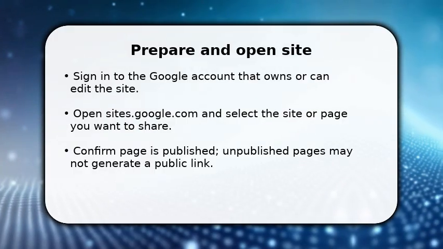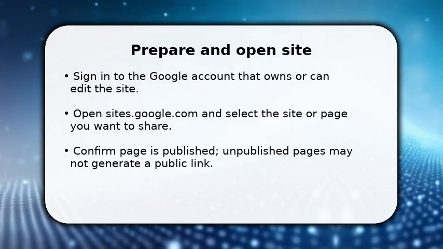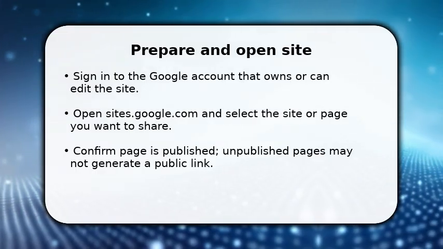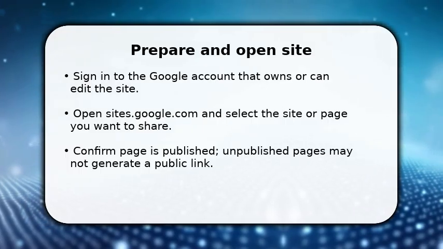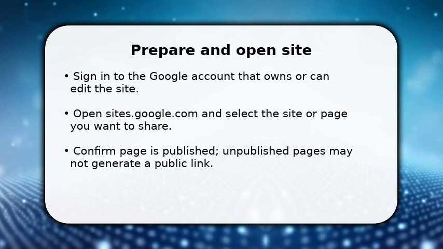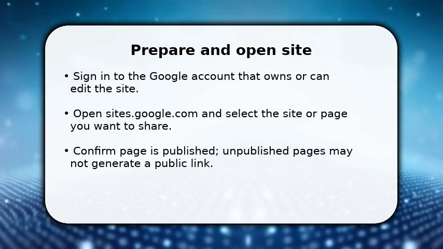If you're in the new Google Sites, use the pages list to pick the target. This step prevents accidental sharing of the wrong draft, and it ensures the link you copy will be accessible to your audience. Now focus on extracting the correct URL.